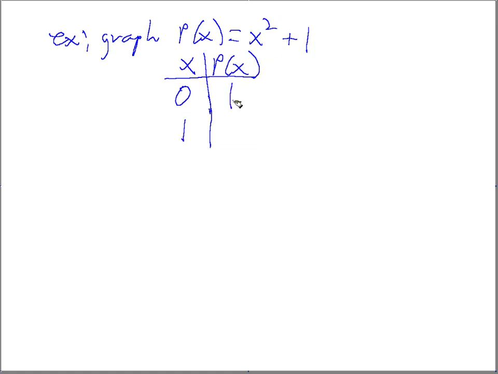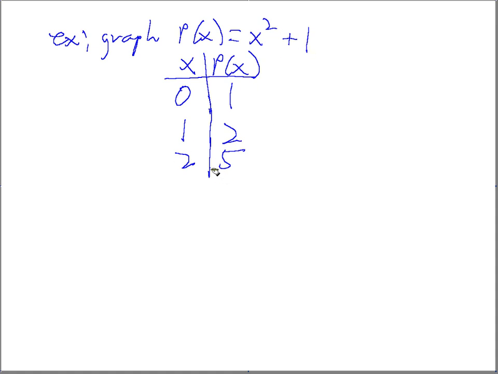Let's pick 1 for x. Well, 1 squared is 1, plus 1 is going to be 2. Let's pick 2 for x. 2 squared is 4, plus 1, 5. Hopefully you can see how I'm getting these function values by plugging it in without showing you the work. Again, 2 squared is 4, plus 1 is 5.